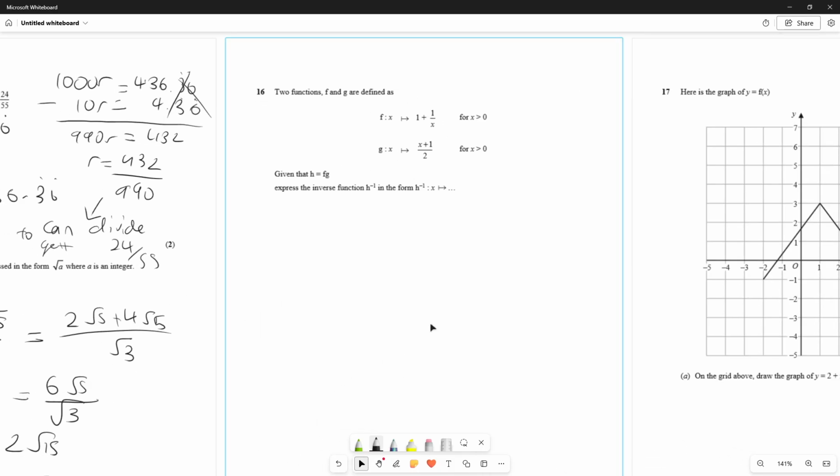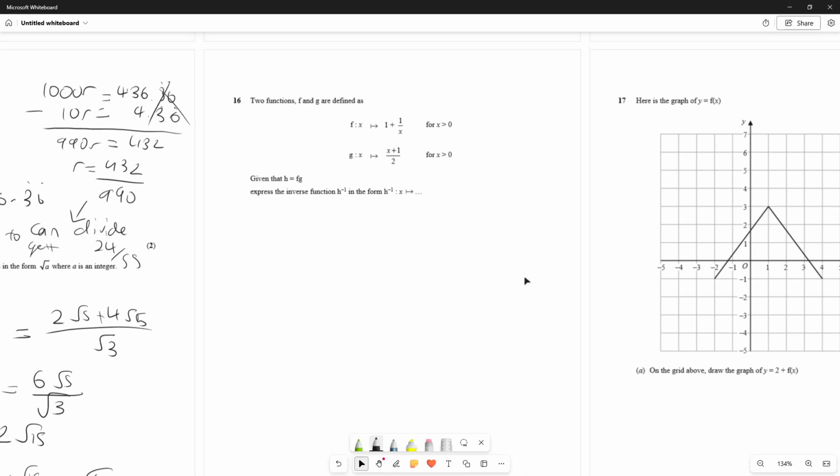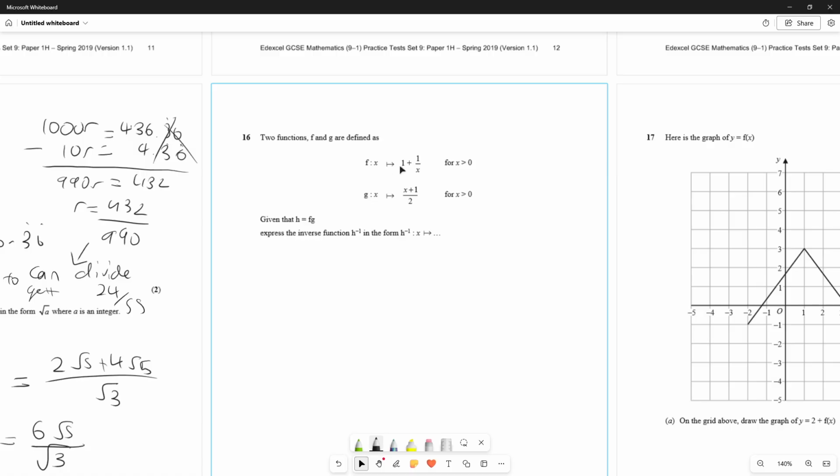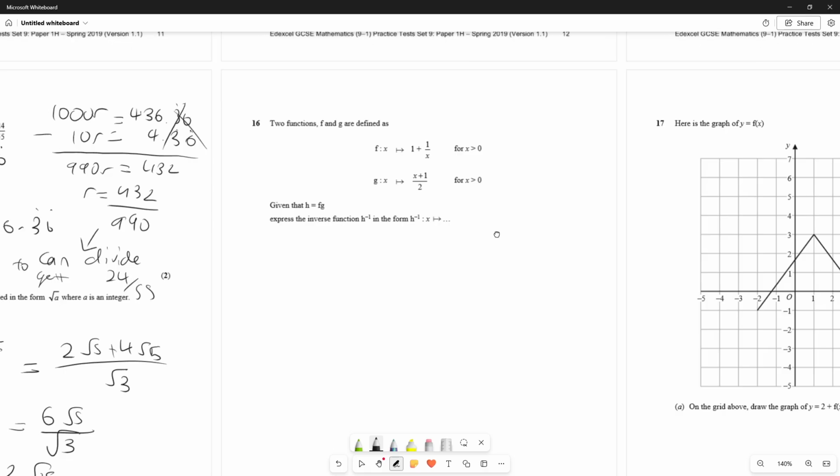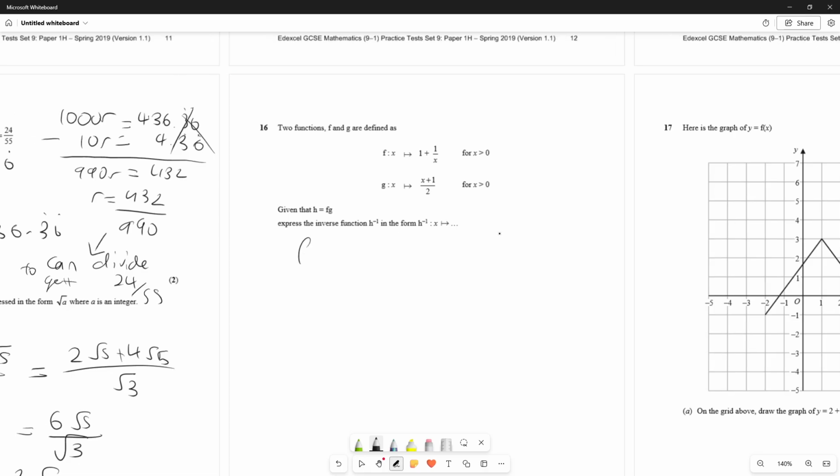Okay, two functions are defined as follows. This is 4 marks. f of x is 1 plus 1 over x for x greater than 0, because x cannot be 0, otherwise that's undefined. And then g of x is x plus 1 over 2. Given that h equals f of g, express the inverse h minus 1 in the form h minus 1 of x, blah blah. Let's figure out what fg is. If we have fg of x, what this means is we plug g into the f function. So let's do that. 1 plus 1 over x plus 1 over 2.